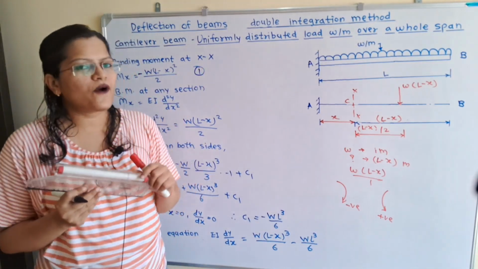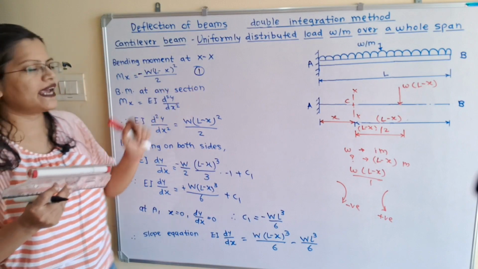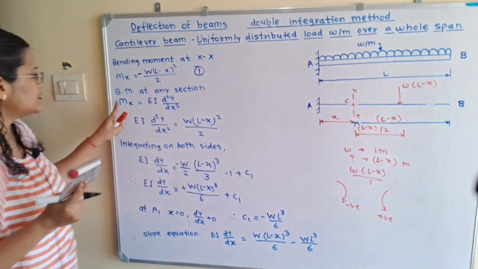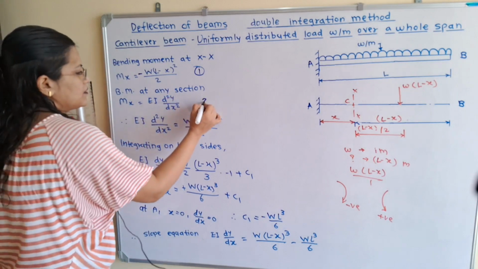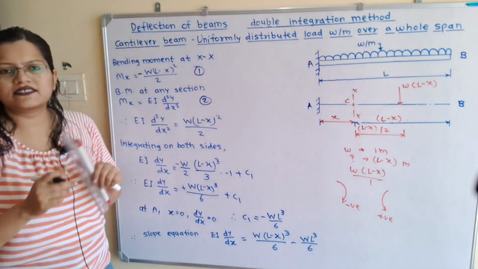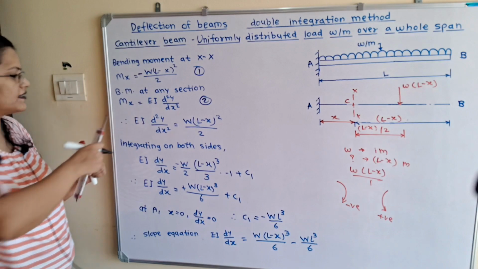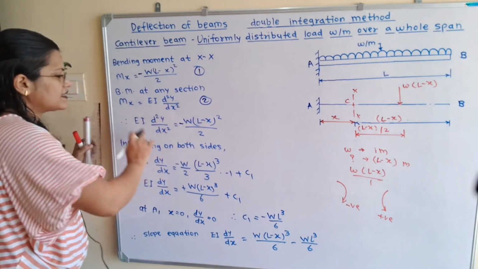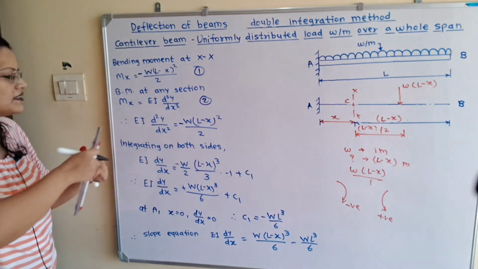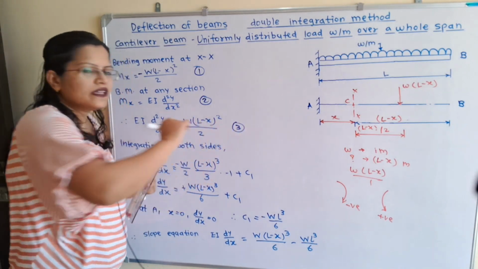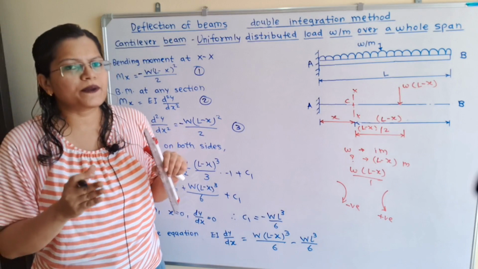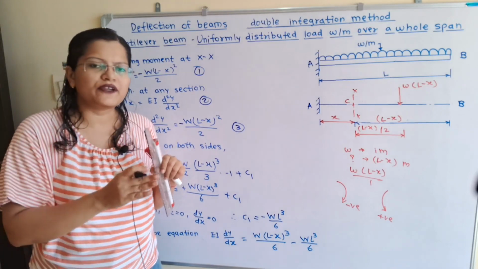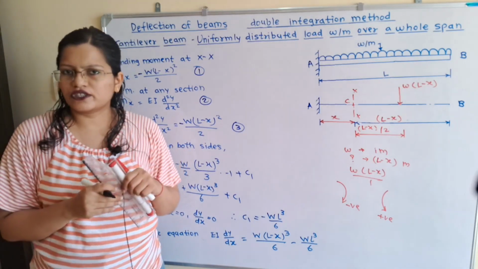Now we know the formula for bending moment at any section: Mx is equal to EI d square y by dx square. So these two equations are the same, and we will equate the right hand sides. When we equate the right hand sides, we will get equation number 3. Now we are going to find the slope equation and deflection equation by using the double integration method.